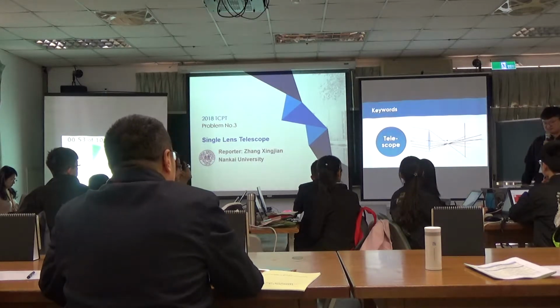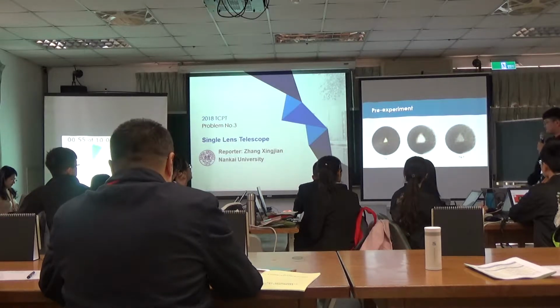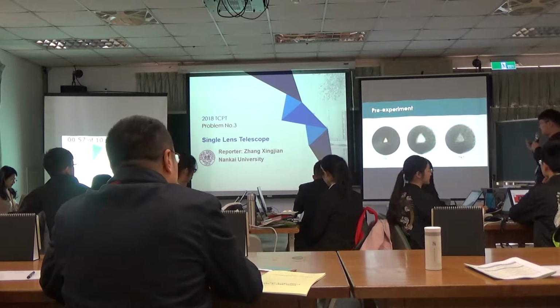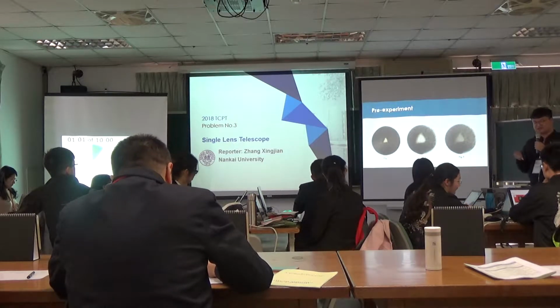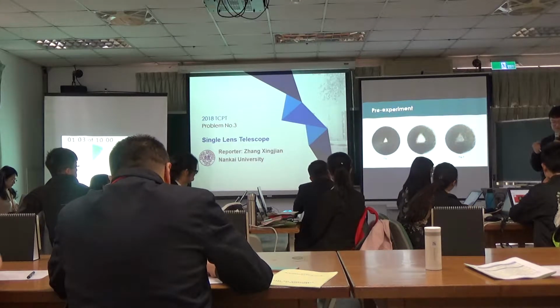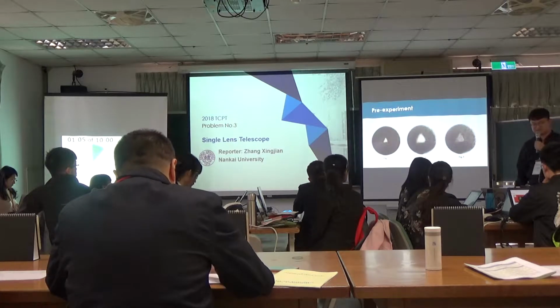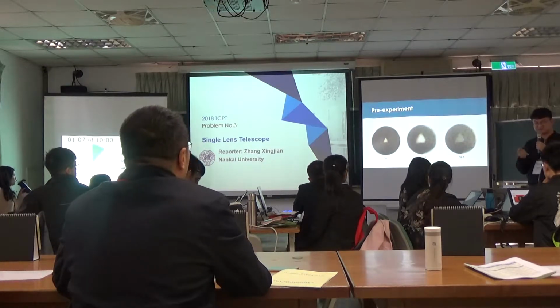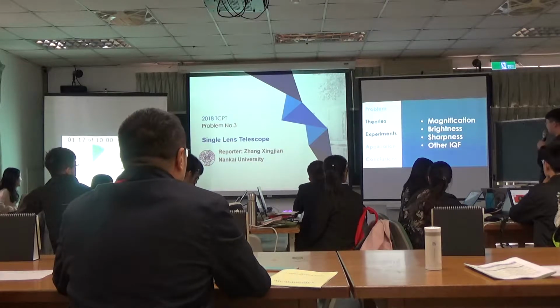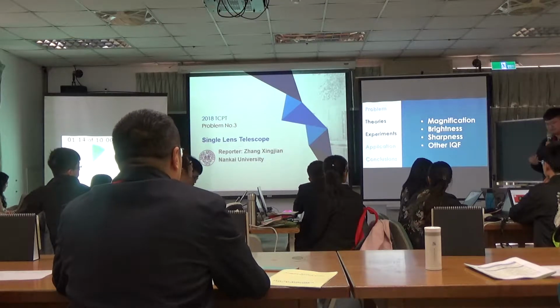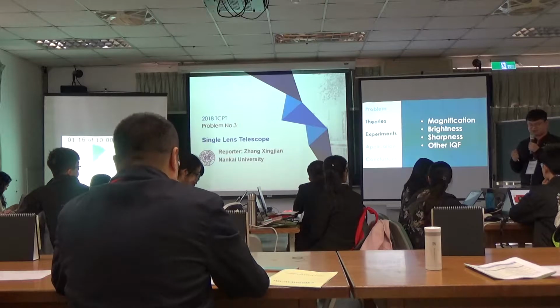First, let's see some of our pre-experiments. We can see that the image factors like brightness, magnification, and sharpness vary quite a lot under different conditions. So that leads to our question: how do the parameters of the telescope affect these factors? This is my theory and experiment, covering magnification, brightness, sharpness, and other important image quality factors.